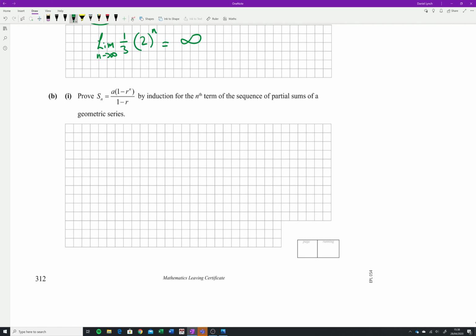For the sequence of partial sums of a geometric series. Okay, so what we want to do here is first of all let n equal 1. What we get is S1 is equal to a times 1 minus r to the power of 1 over 1 minus r. So we try to see, is this correct? And it is correct. We end up getting that S1 is equal to a.